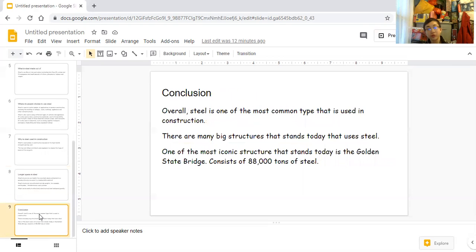In conclusion, steel is the most common type of material used in construction. As you can see, everywhere you go, there is a project or a structure that is using steel. There are many big structures that stand today that use steel. One of the most iconic structures is the Golden State Bridge. The Golden State Bridge consisted of 88,000 tons of steel. It is also known as the Red Bridge and is located in San Francisco.